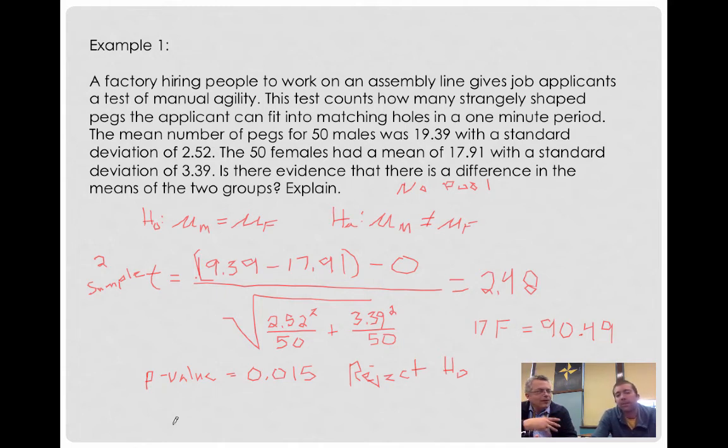In my class, we had a debate. Would they accept this on the test, that if the p is too low, reject the null? Probably not, but we'll go with what you said. It is what it is. We're going to conclude that males and females have a different mean manual agility. We're not saying any group is better than another group.